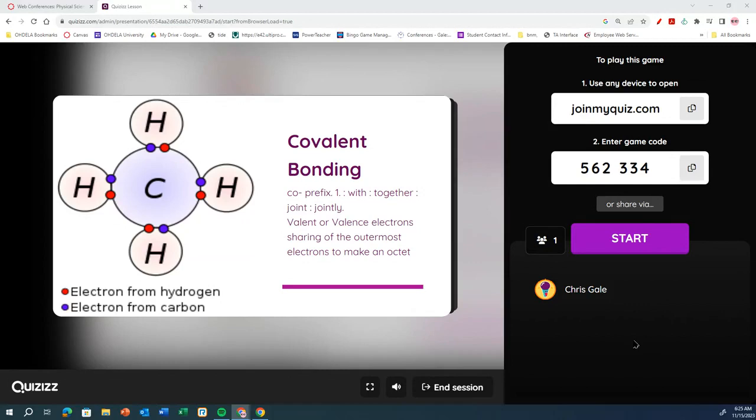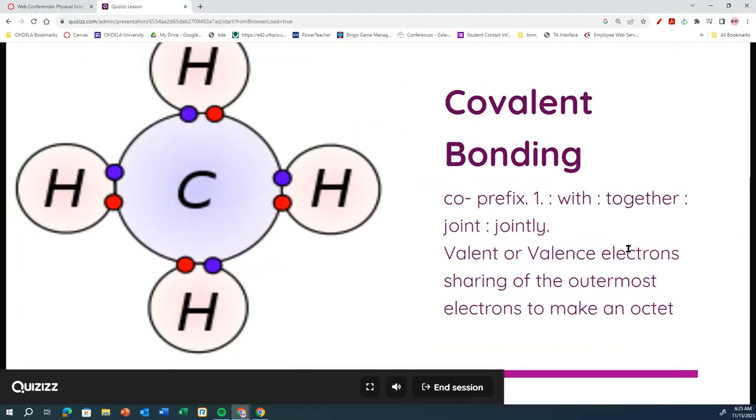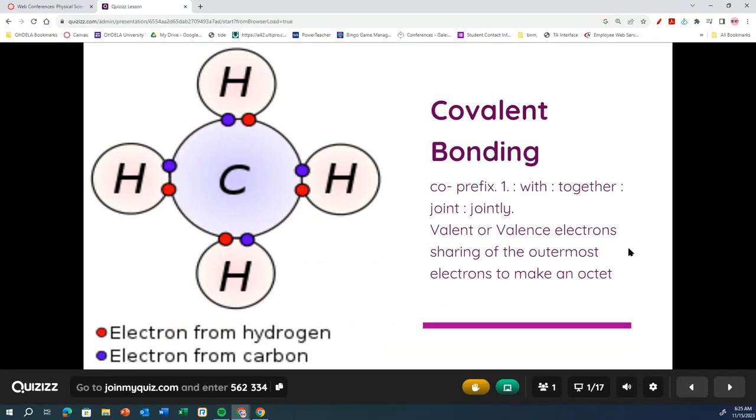Let's review covalent bonding. So covalent bonding, the prefix co- means together or joint or jointly, where valent or valence electrons are the outermost shell. So this is the sharing or using jointly of the valence electrons to make an octet.